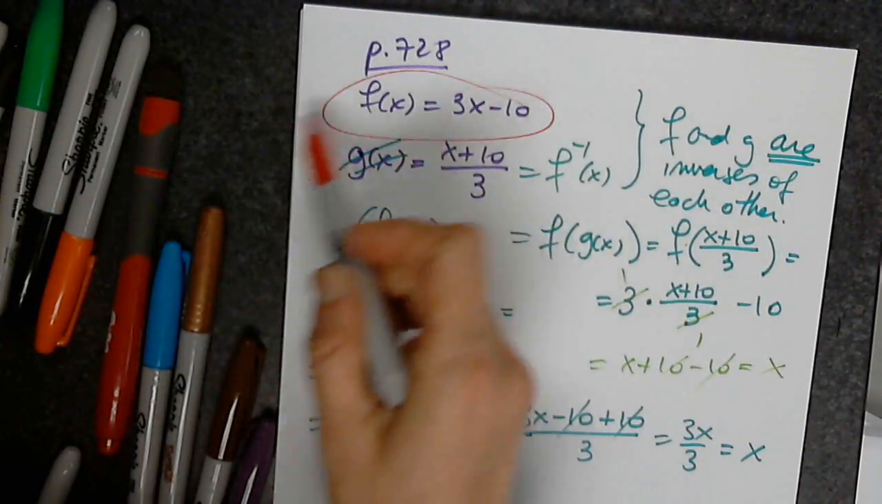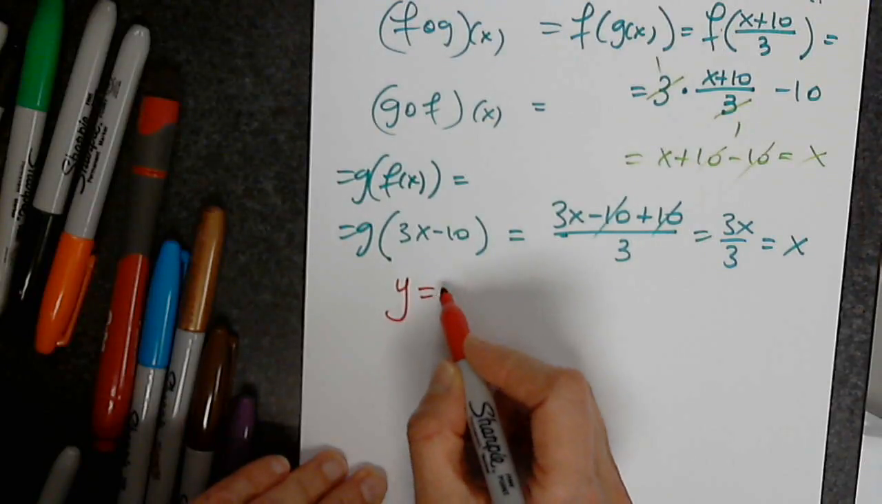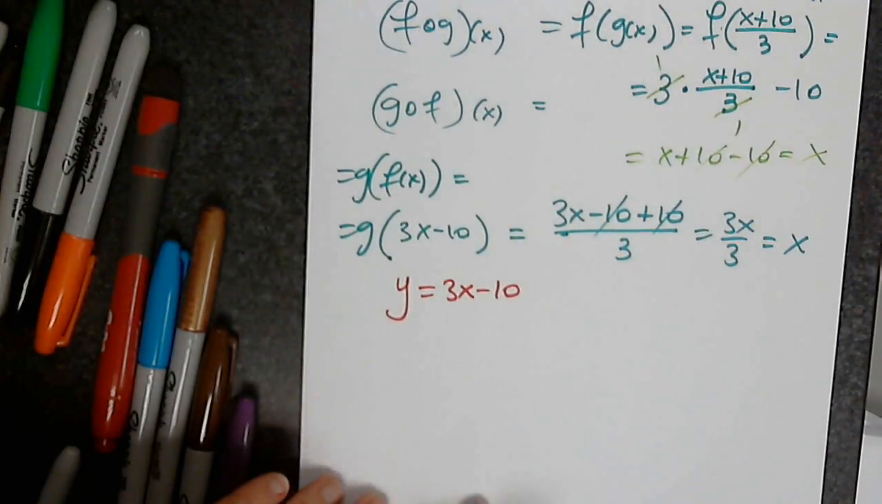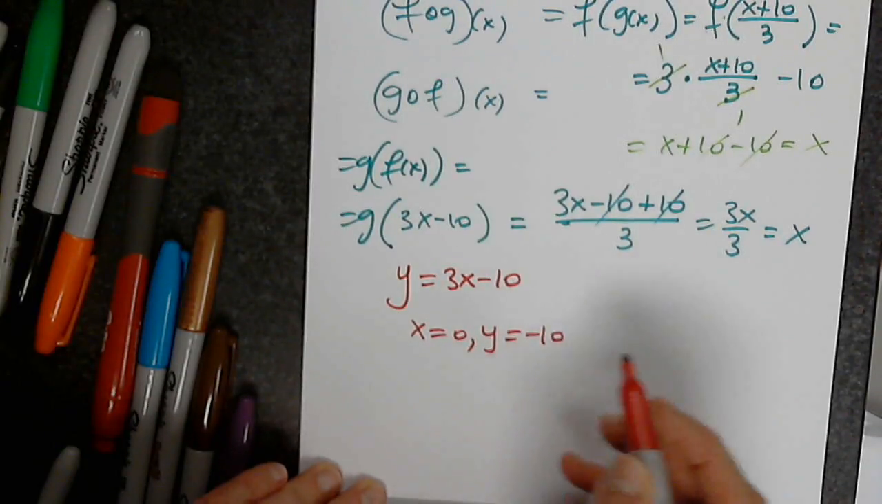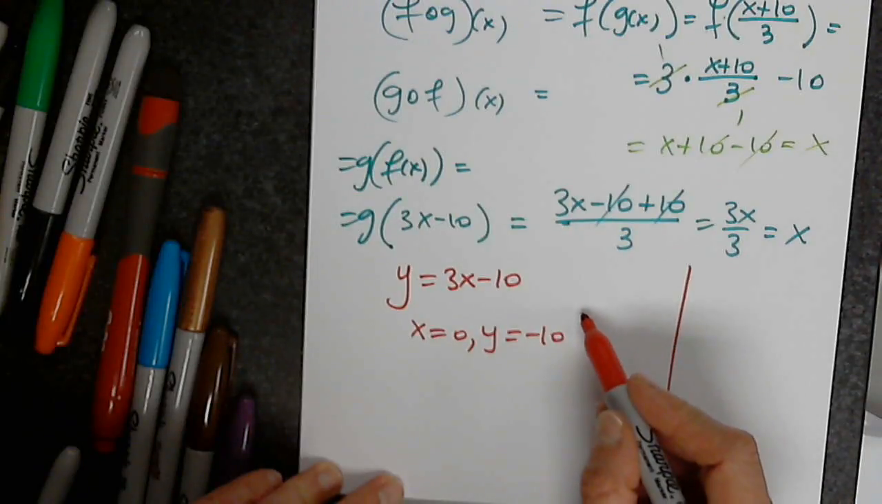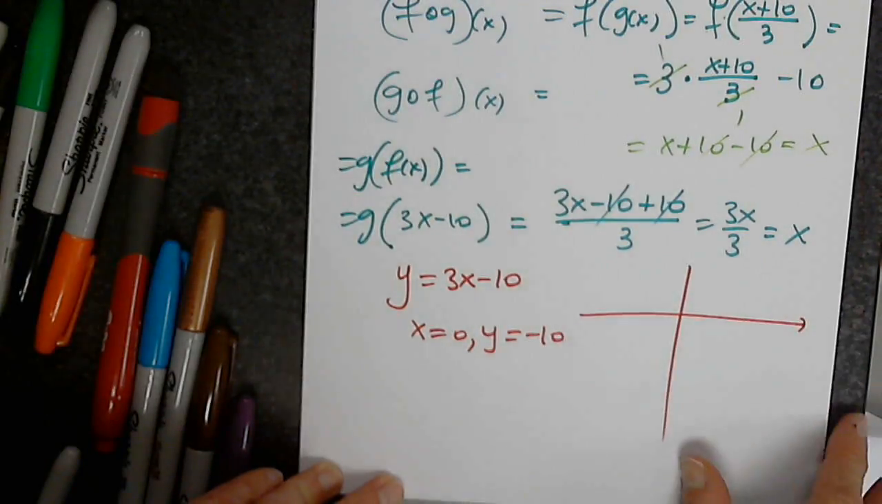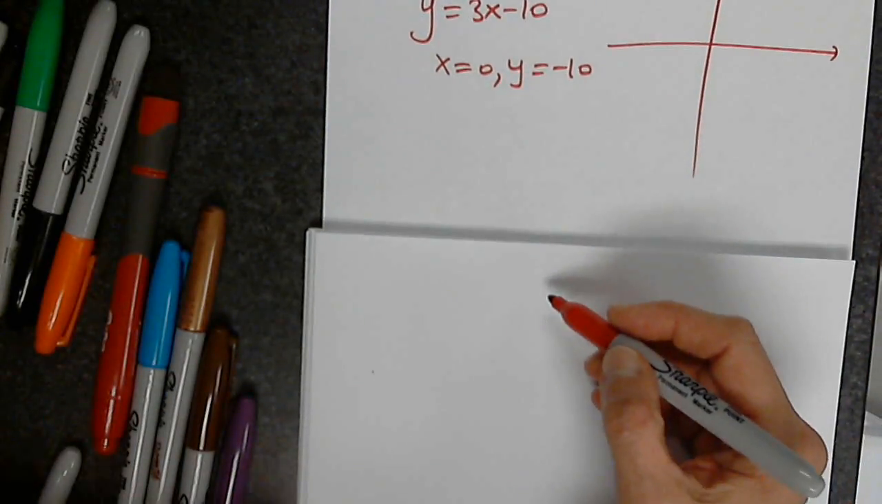So I'm going to graph this first. It's a linear function. This is y equals 3x minus 10. When x is 0, y is negative 10. And that's, I don't like it. It's too squeezed in there. So I'm going to go to the next page. Sorry about that.